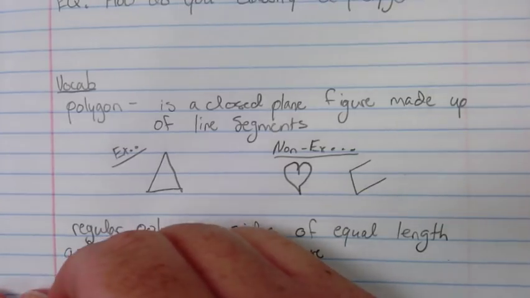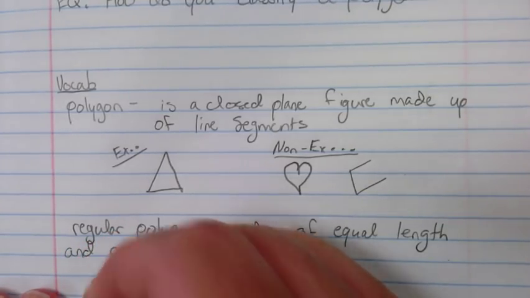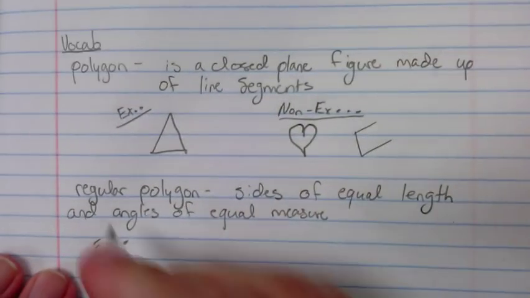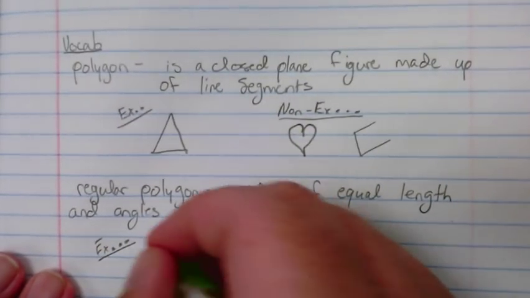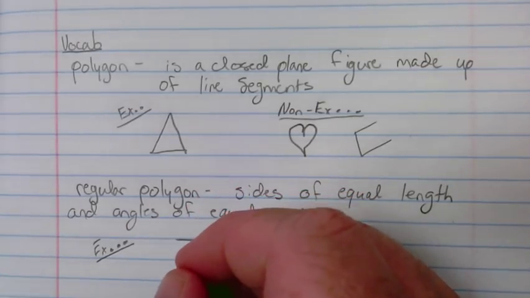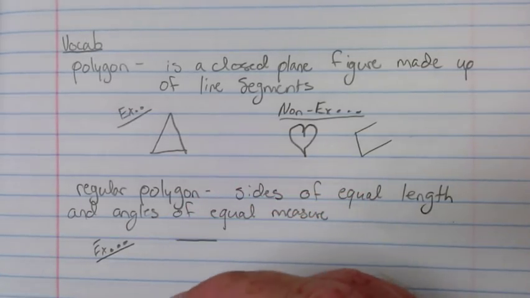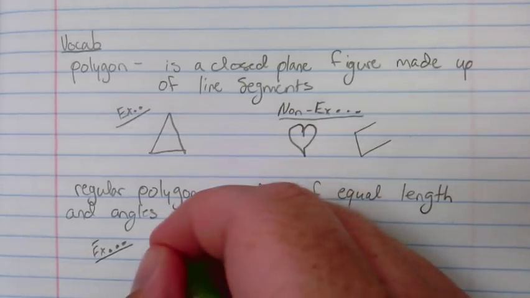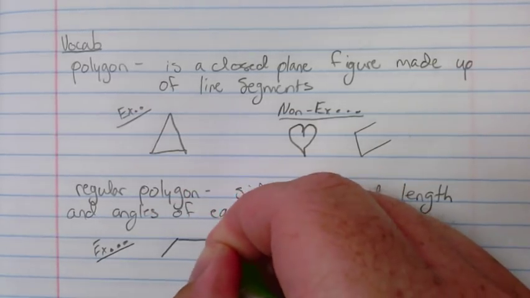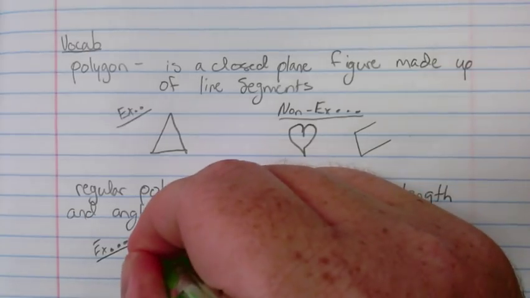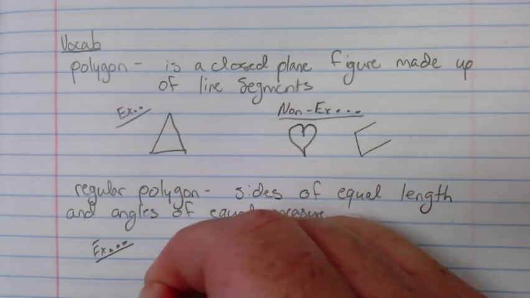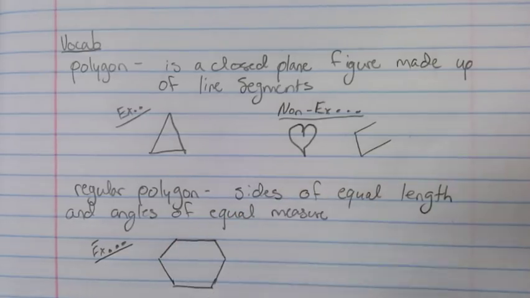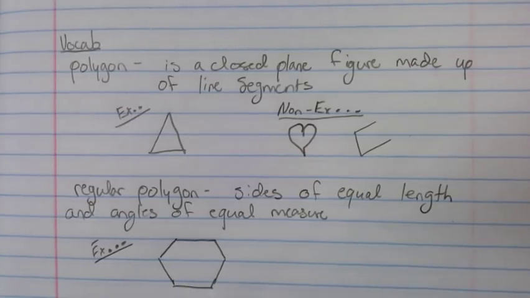And one example of a regular polygon is a stop sign. And a stop sign is a hexagon. Hexa means 6 sides. And they should be regular and equal. That's my best job at drawing. So that would be considered a regular polygon because each side is equal. And it's a polygon. It's a closed plane figure made up of line segments.